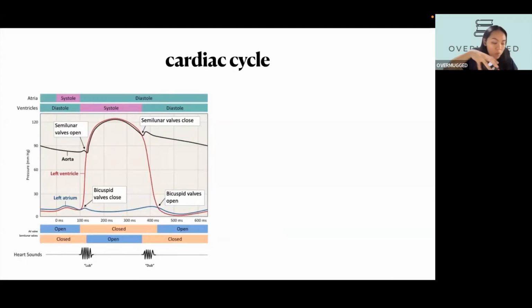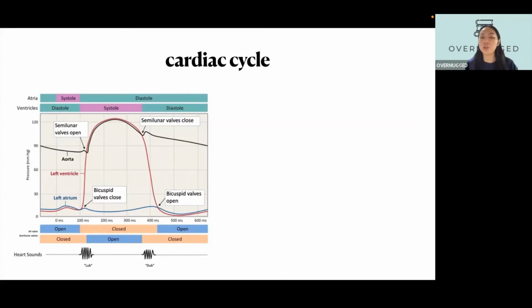Right, cardiac cycle. Do you need to memorize? No, don't memorize the cardiac cycle. Don't memorize when the valves close or when the valves open. Today I'm going to tell you how to see it.